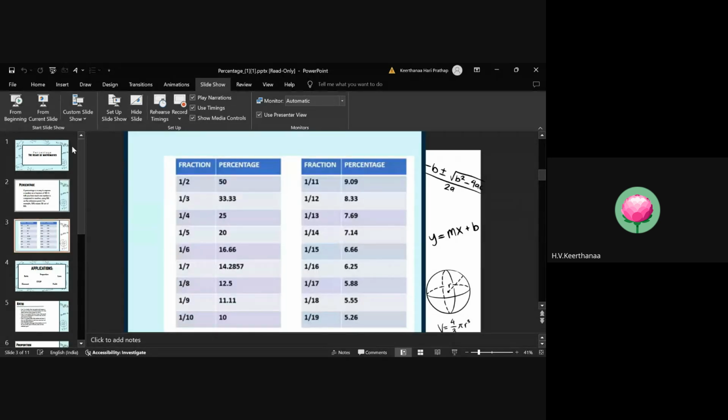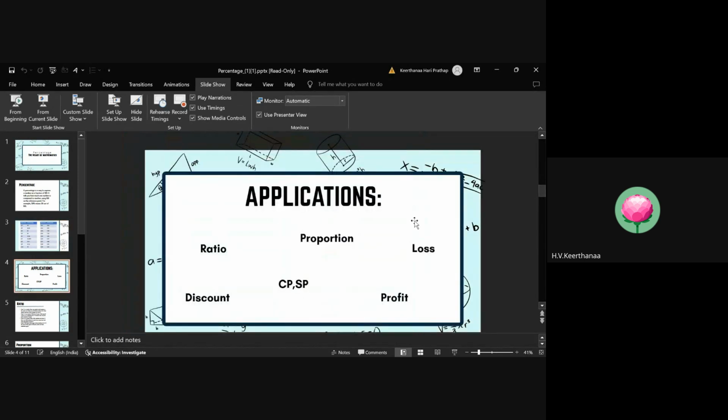So, guys, I was actually talking about this slide. Basically, this table is very important as it can help you in a lot of situations where you can't do actual calculations for that sum. So, you can go ahead and take a screenshot because this will help you a lot. Okay. So, now let's go on to a few applications of percentage.